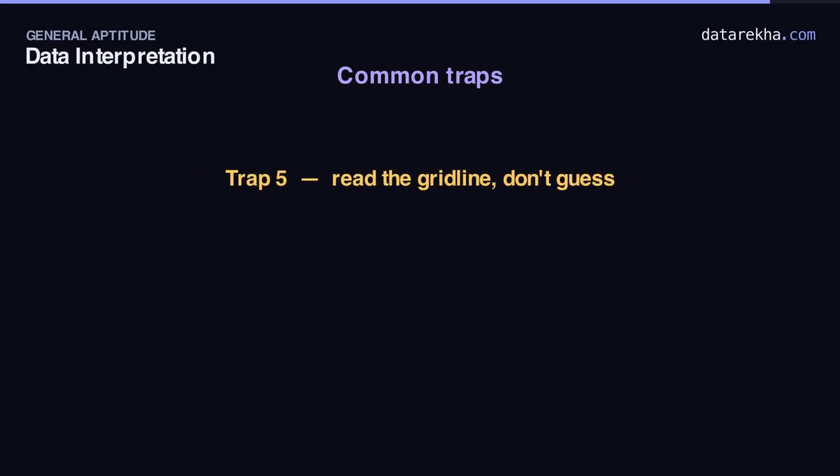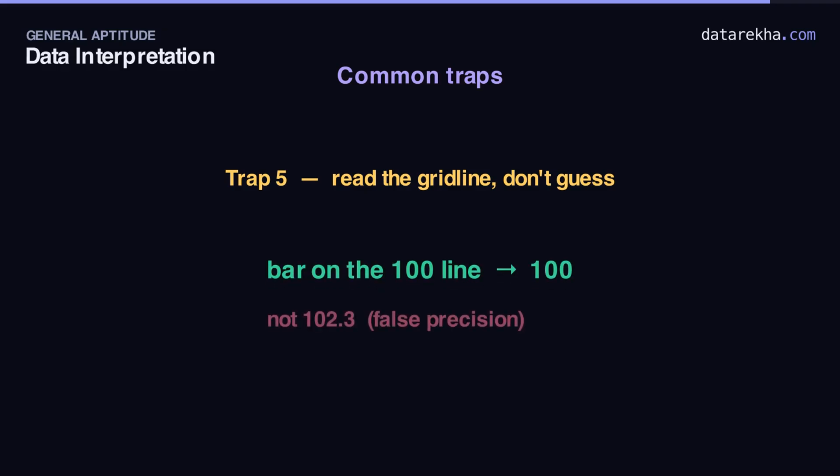And trap 5. Don't eyeball and don't overread. If a bar lands on the grid line marked 100, its value is 100, not 102.3. Read to the precision the graph actually shows, and when in doubt, compute rather than guess.